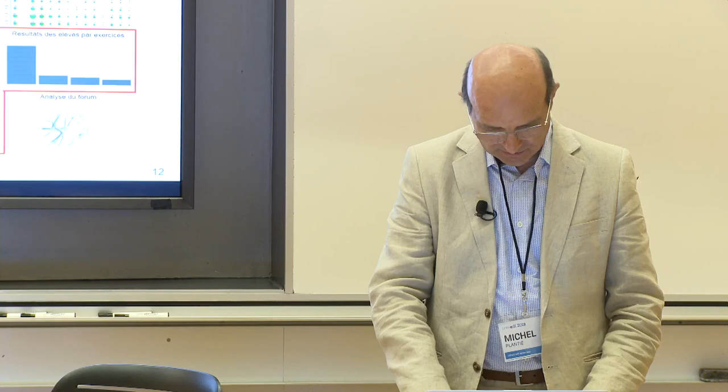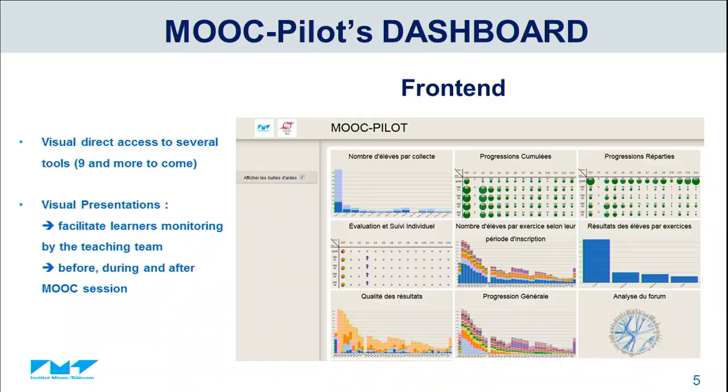So the main charts they are using of this tool. Is that your question? Yes. So I come back to the front end. We have some feedback from the teachers, and there are two or three charts which are mainly used. The first one is the cumulative progression here. The second is the forum analysis, and the third one is general progression. So I will show you in a few minutes.